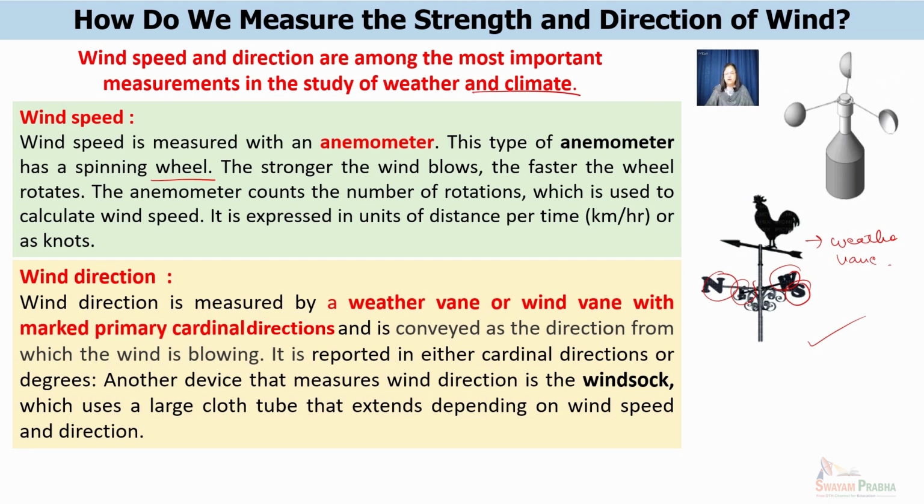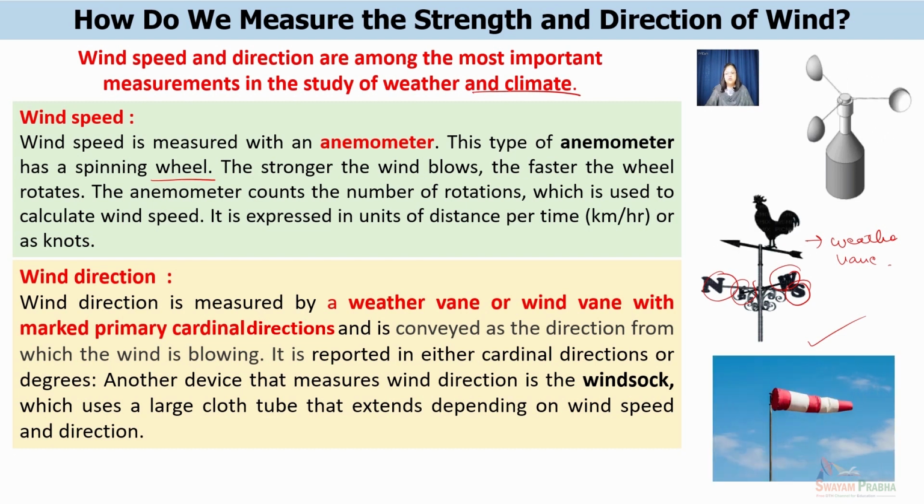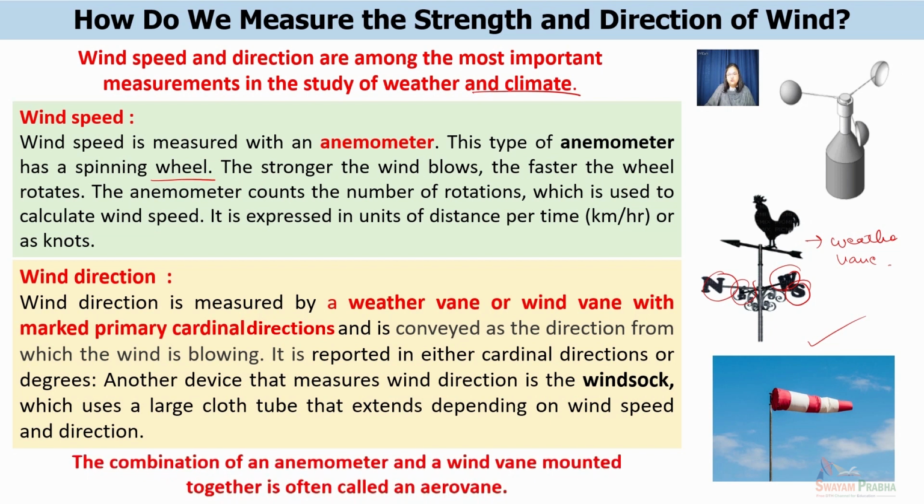Another device which measures direction is the windsock, which uses a large cloth tube that extends depending on the wind speed and direction. It is possible to use multiple wind vanes also, which are spread across many locations to determine the broad wind profile of a geographical region, especially when they are installed with anemometers. So the combination of an anemometer and a wind vane mounted together is often called an aerovane.